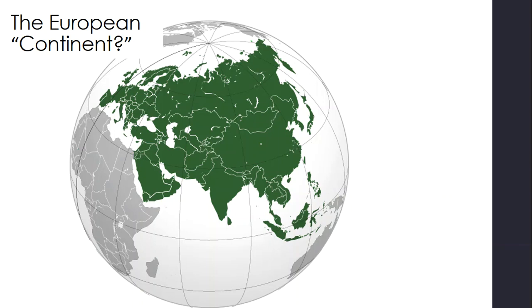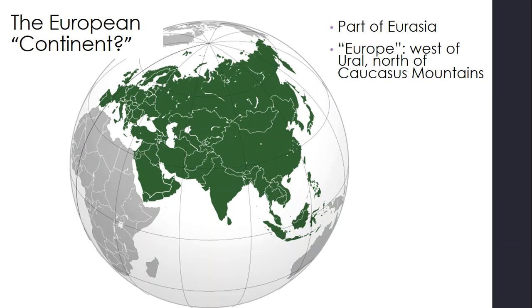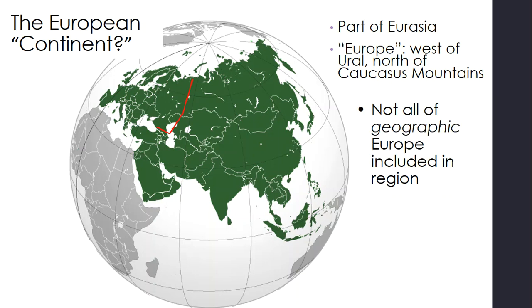Because Europe is not really a continent. You can see Europe is well attached to Asia. So it is part of Eurasia. Europe is considered everything west of the Ural and north of the Caucasus Mountains. So basically, everything to the north and west of that red line is considered part of Europe. And you can see that Russia is even included in there, while Russia is its own region for this class.